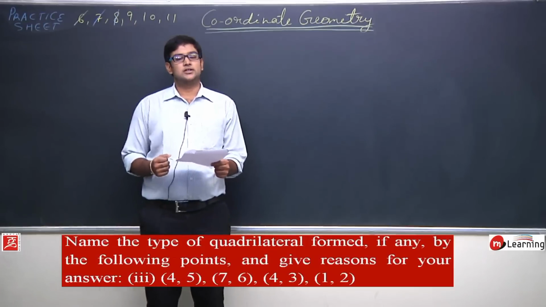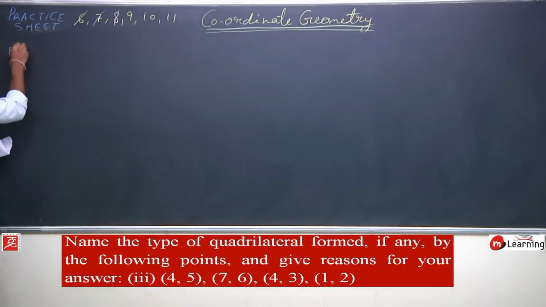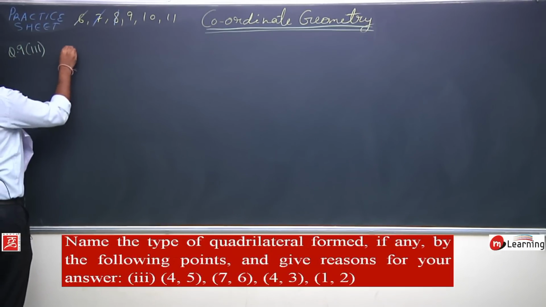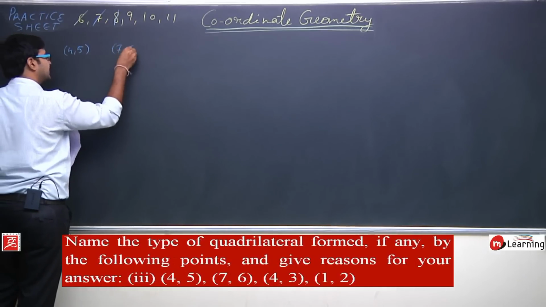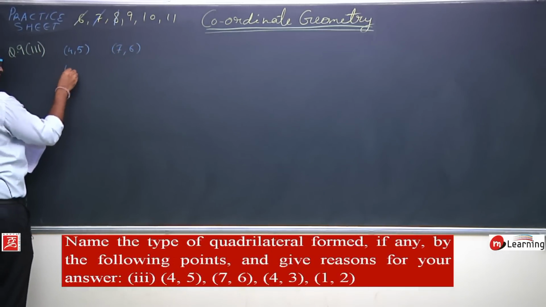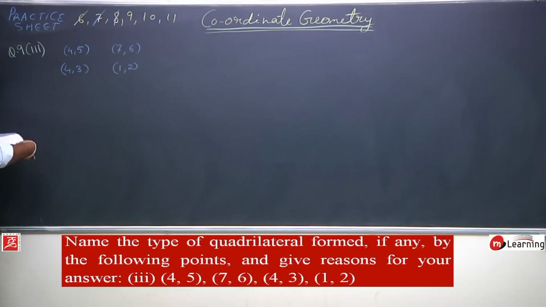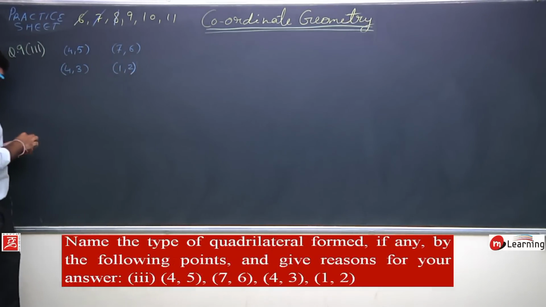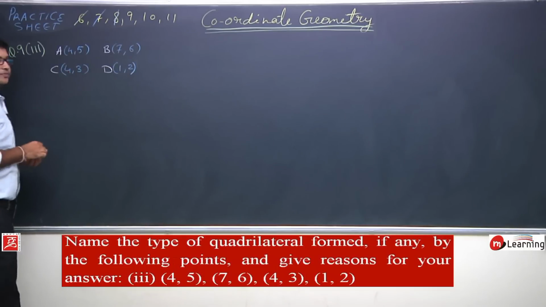Okay, let us solve the third part of question number 9. The third part of question number 9 is, there are 4 points. First one is 4,5, second one is 7,6, third one is 4,3 and fourth one is 1,2. So these are the 4 points that are given. Let us say this is A, this is B, this is C and this is D.